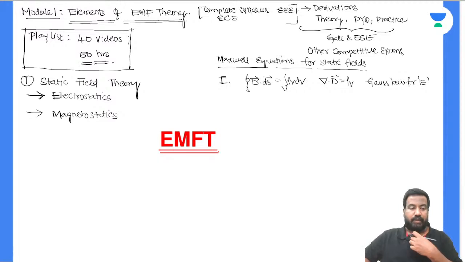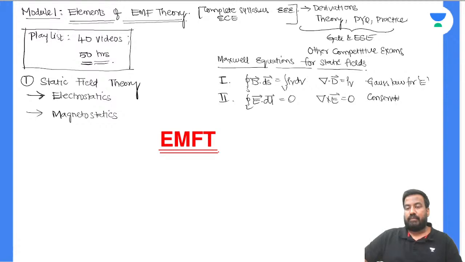Then the second equation: closed loop integral of E dot dl is equal to 0. Differential form, del cross E is equal to 0. Source: conservative property of electric field.